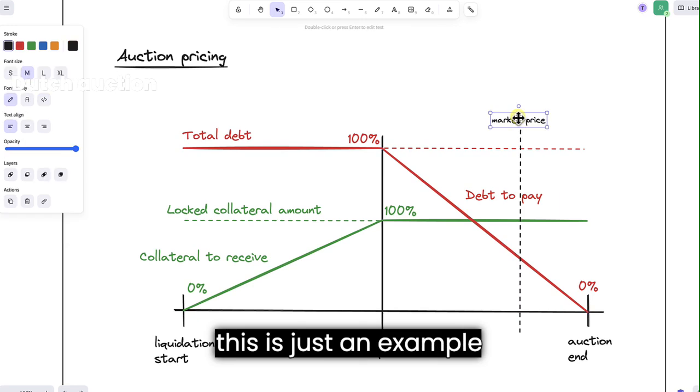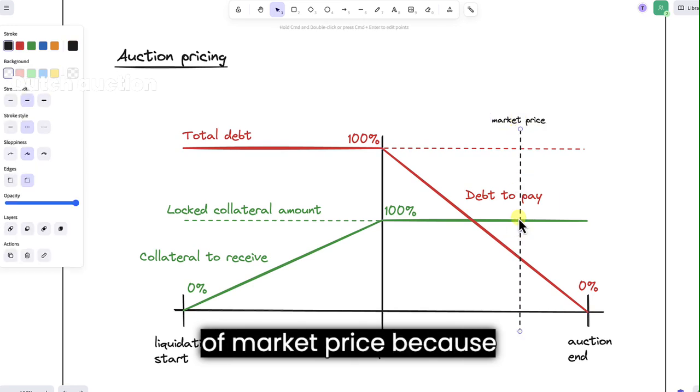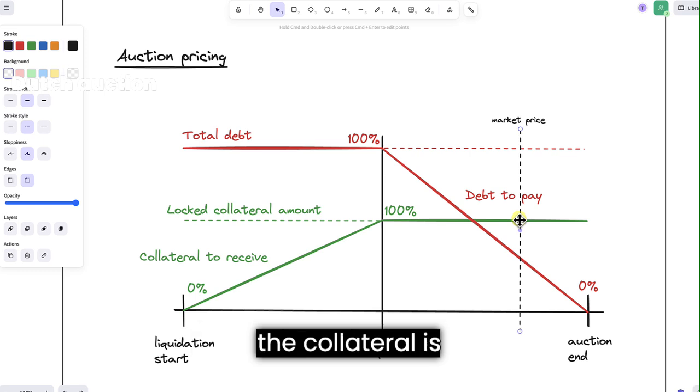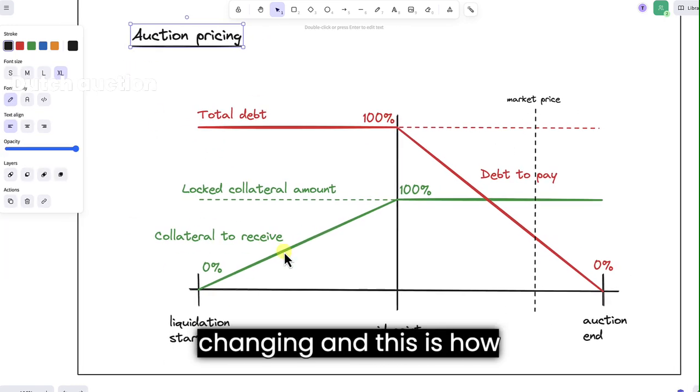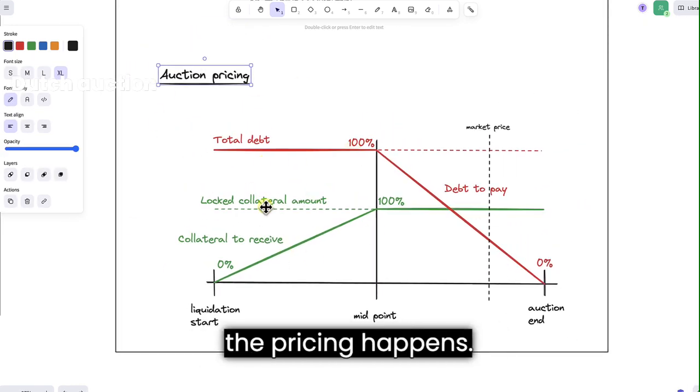And as you can see, this is just an example of market price, because the collateral is obviously moving compared to the debt. The tokens are moving, like ETH and gUSDC. ETH moves in price. gUSDC might also move in price if the peg is being broken. So there are a lot of parameters that are changing, and this is how the pricing happens.